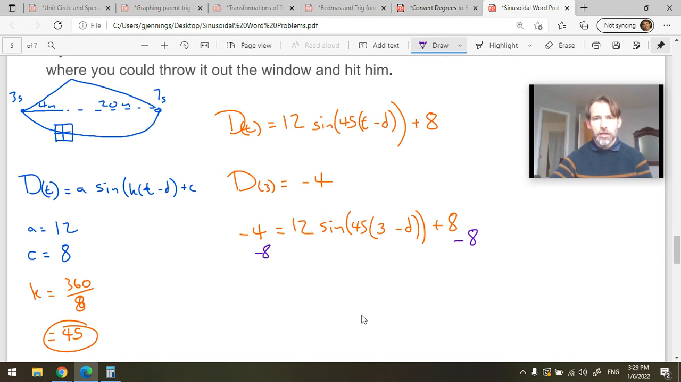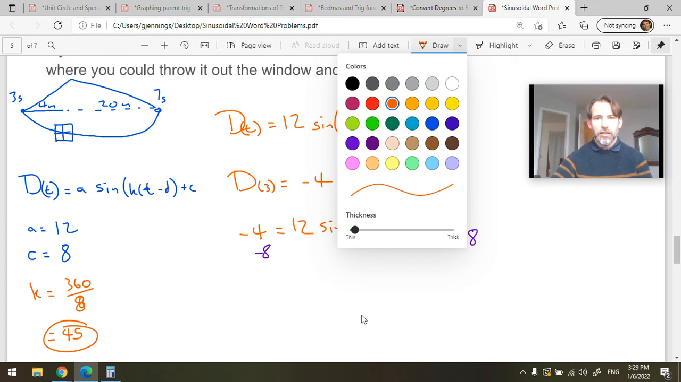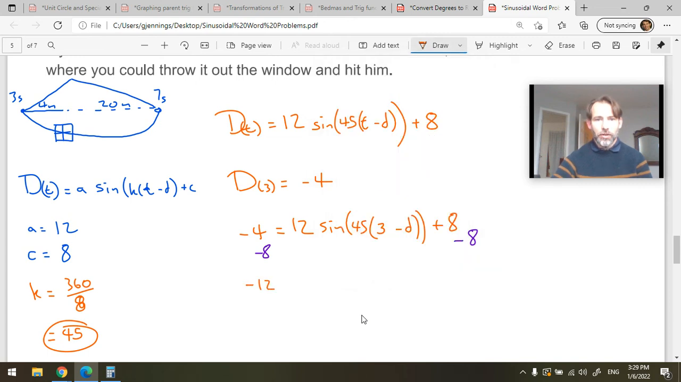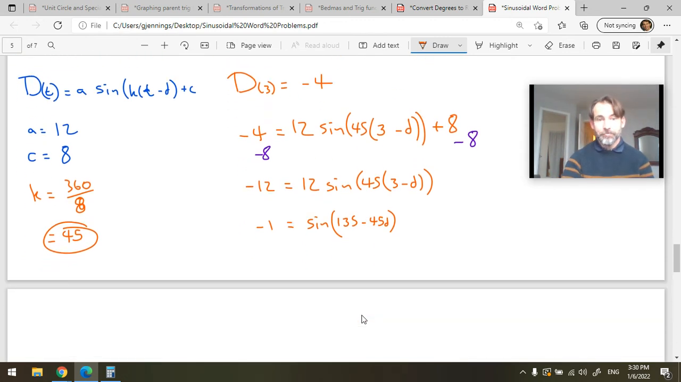Subtract 8 from both sides gives us, this is now -12 is equal to 12 sine 45 times 3 minus d. Okay, and now I can divide both sides by 12 to give -1 is equal to sine of 45 times 3 is 135 minus 45d. So that's just doing the BEDMAS inside there. All right, now I can take the inverse sine of both sides. And I want to say, what gives me a sine of -1?